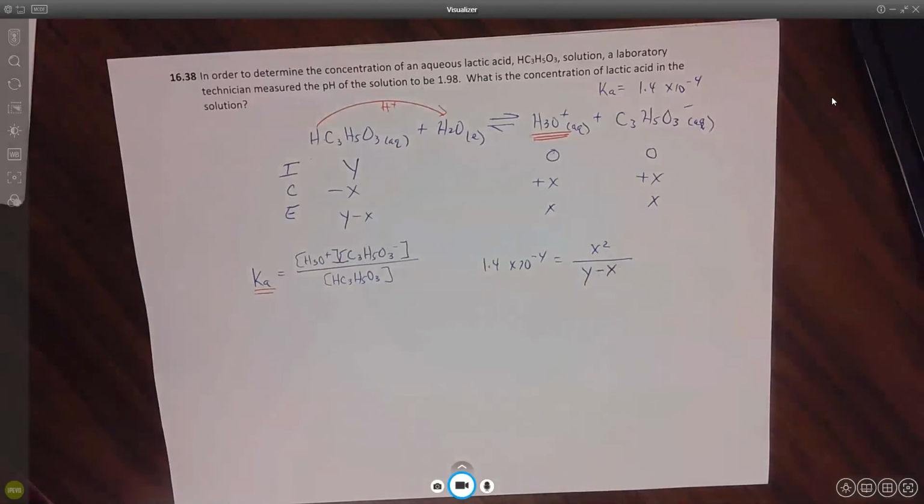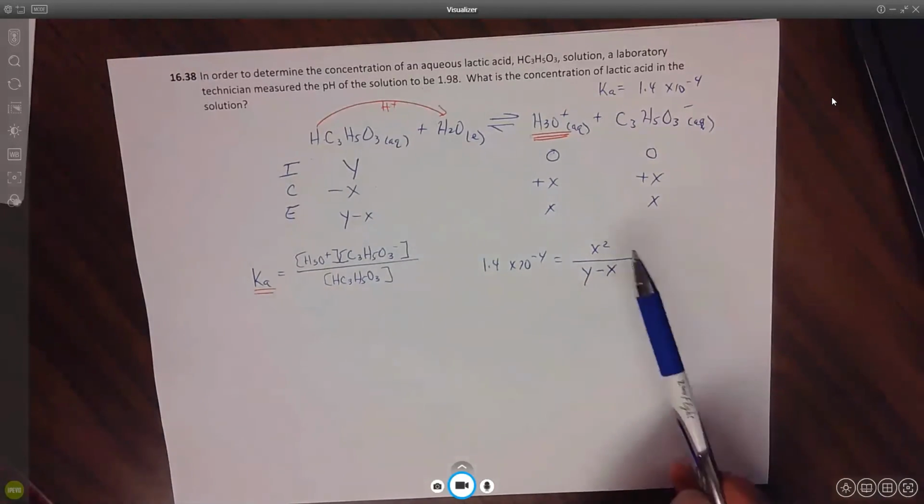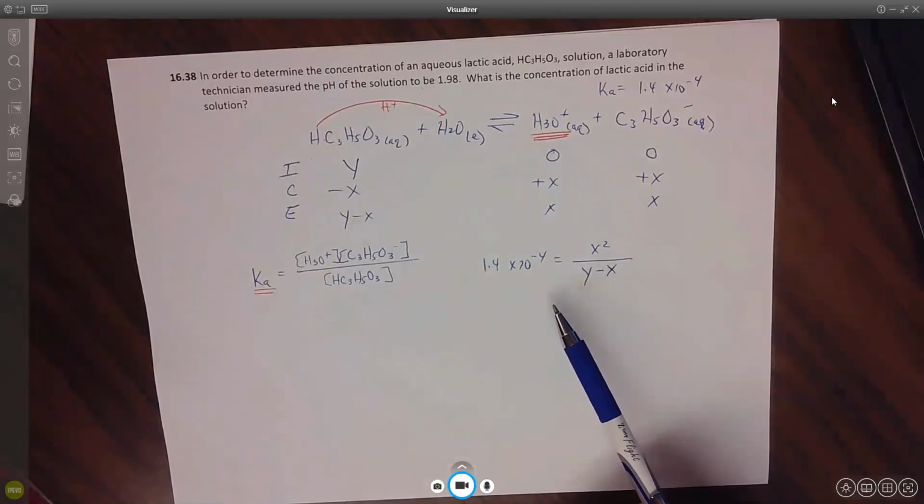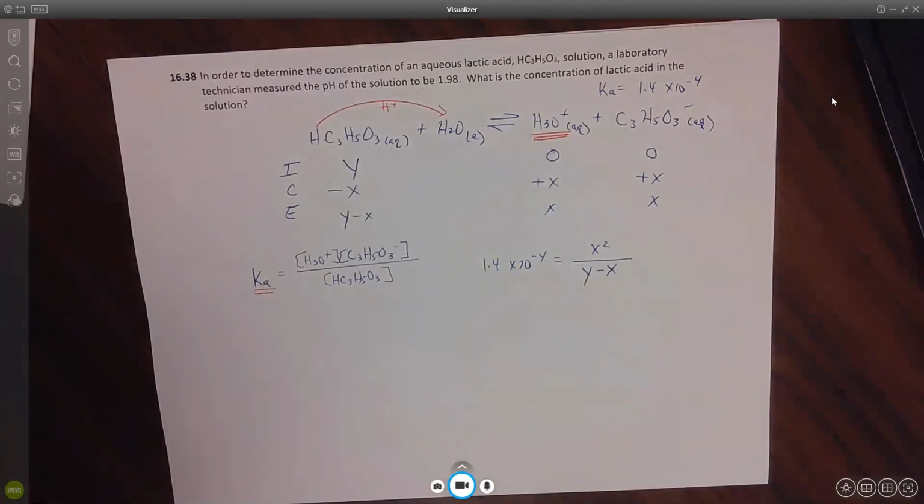I have an issue here because I have two unknowns. So how am I going to proceed with this? Leah, what am I going to do? You've got to unmute yourself, hit space.